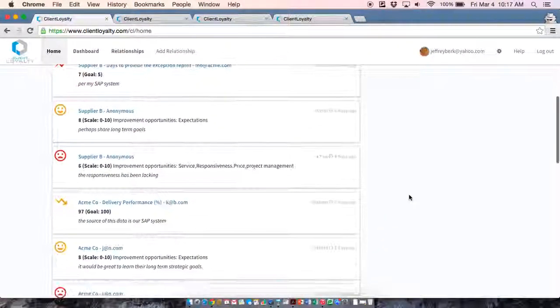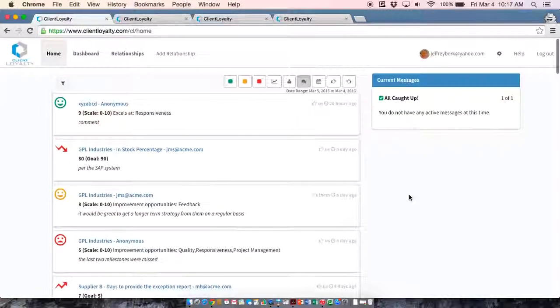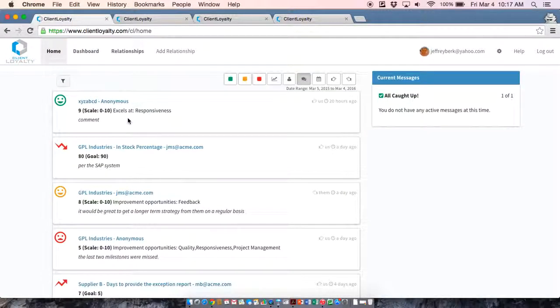It's an infinite scroll of information and forms a pulse of your data. Anytime you see a face, it represents direct feedback. Green is good, yellow is so-so, and red is poor. Anytime you see an arrow, it represents key performance metrics. Red is underperforming, yellow would be at goal, and green would be above goal.